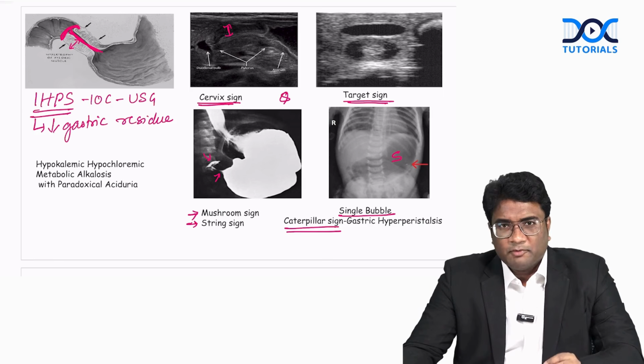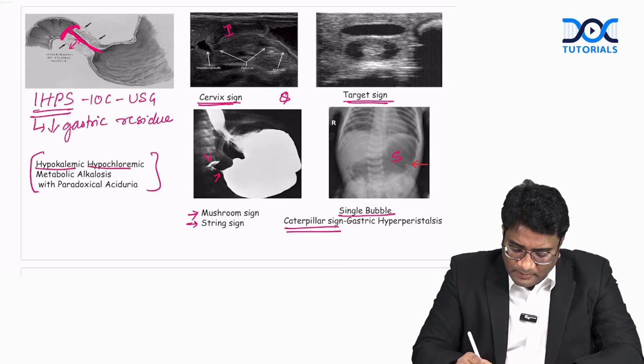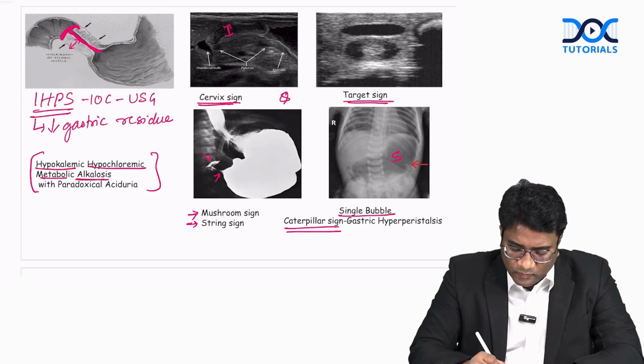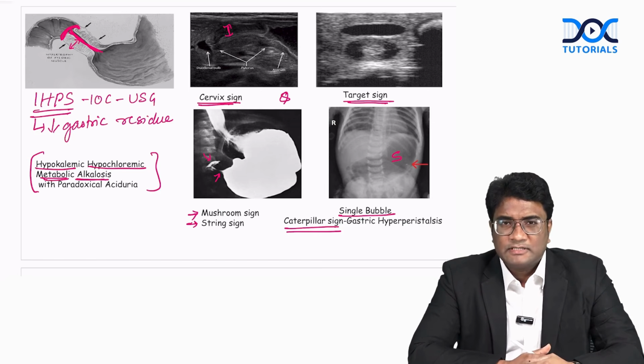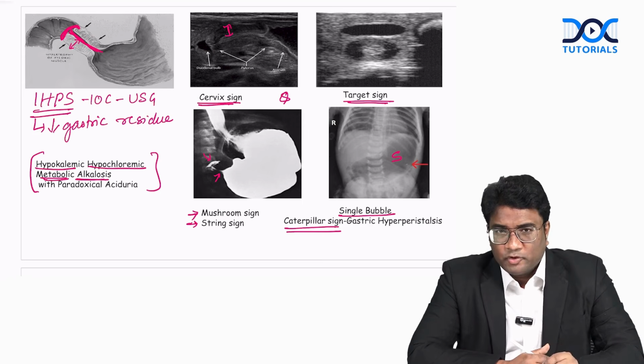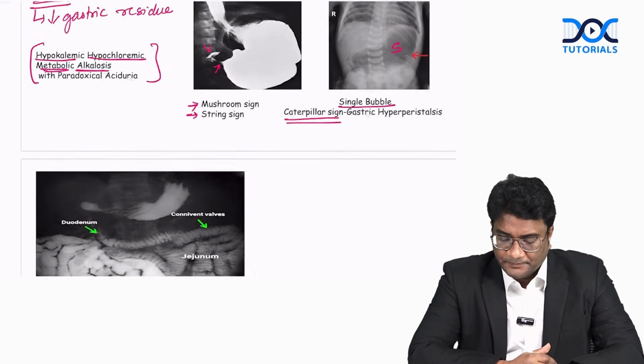And do remember the metabolic abnormality in idiopathic hypertrophic pyloric stenosis. You have hypokalemic, hypochloremic metabolic alkalosis with paradoxical aciduria. So remember this important electrolyte imbalance that occurs in idiopathic hypertrophic pyloric stenosis: hypokalemic, hypochloremic metabolic alkalosis with paradoxical aciduria.